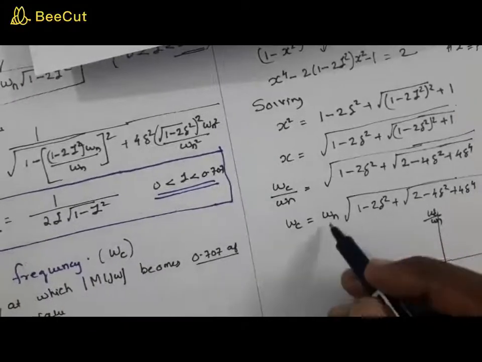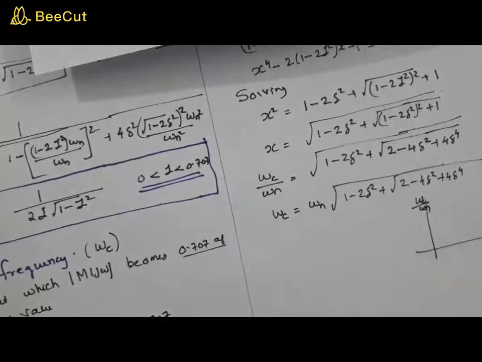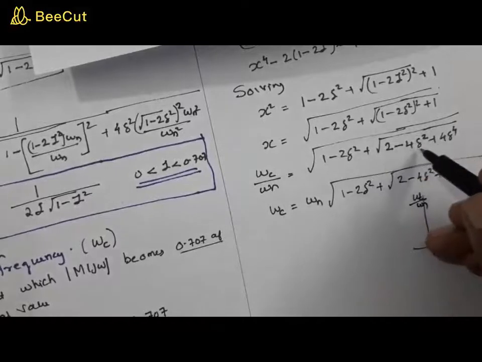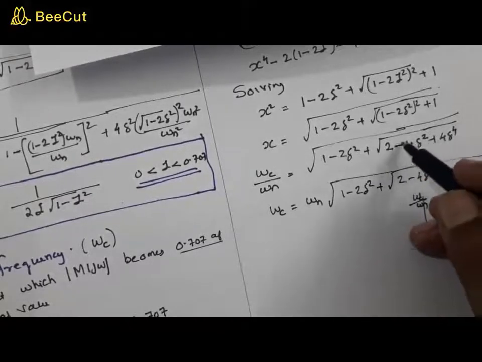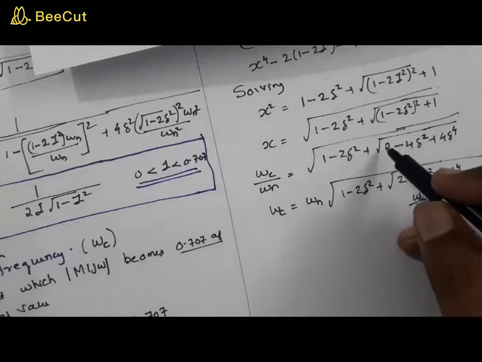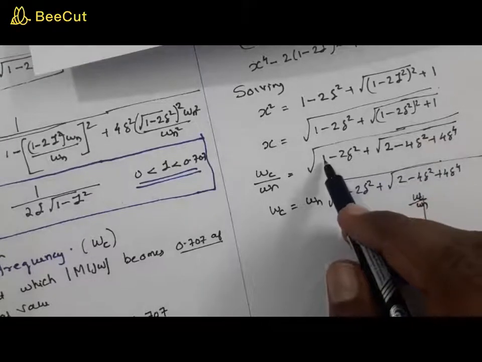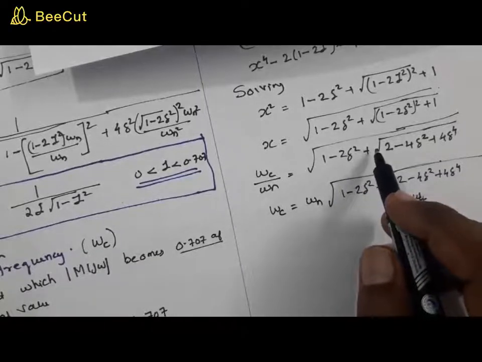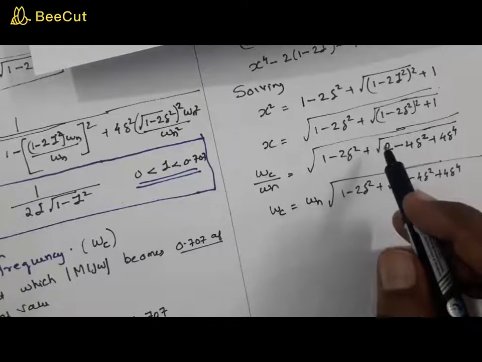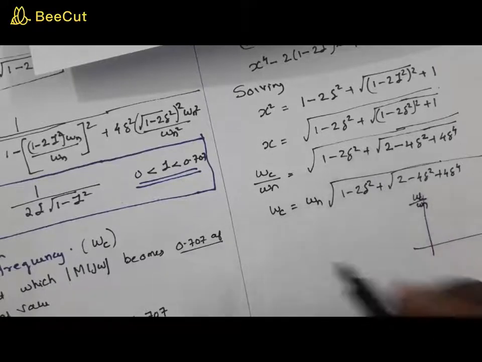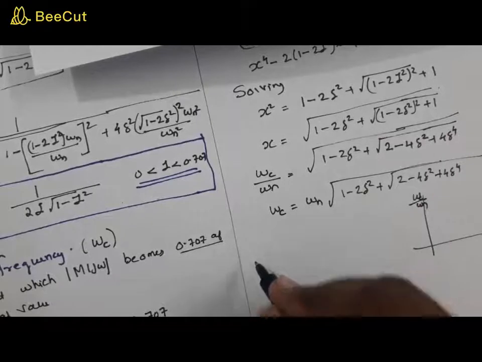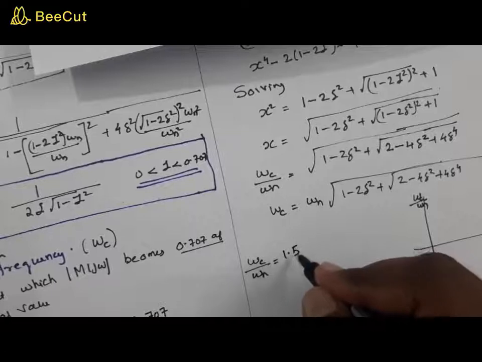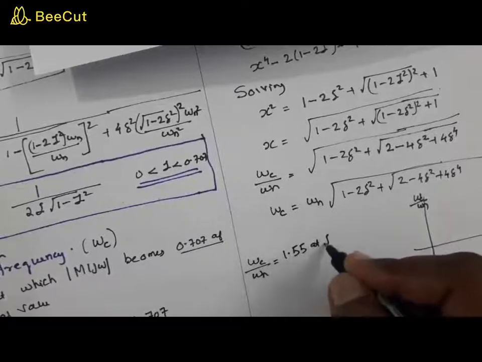So when you plot omega c by omega n against zeta, what happens at value 0? You may just look at this. At zeta equal to 0, this quantity becomes 0. That means this is root of 1 plus root 2. So you can see that at zeta equal to 0, omega c by omega n becomes equal to 1.55.